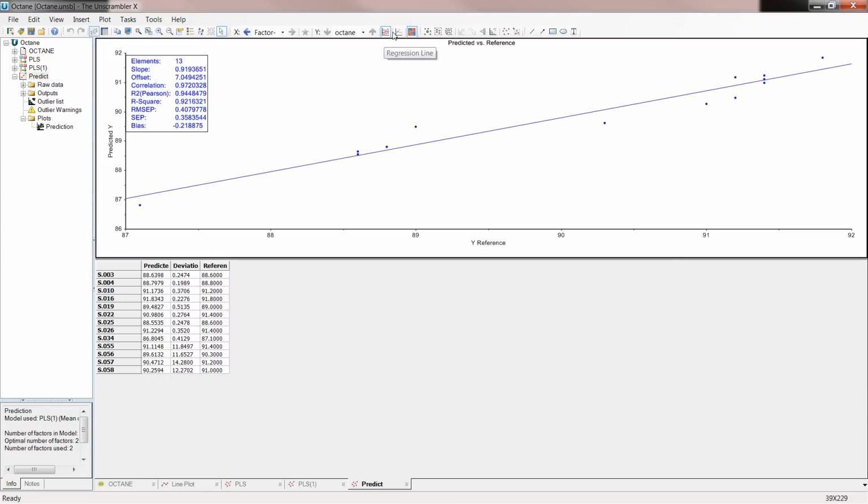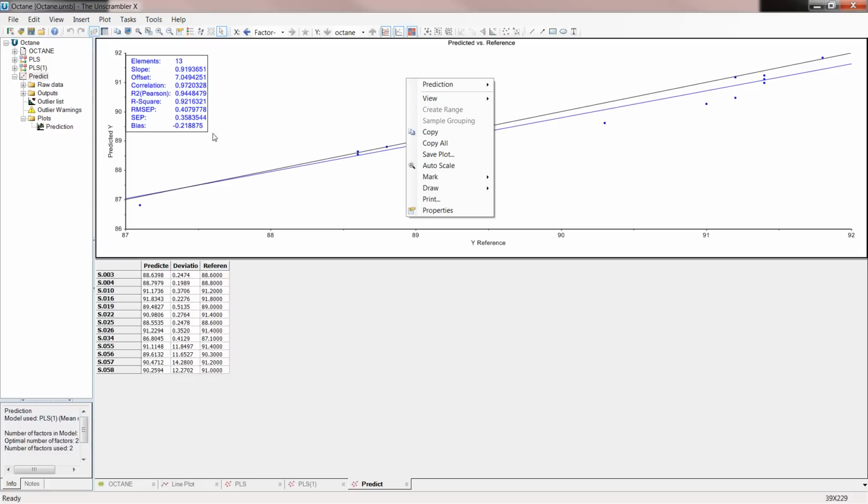And you can put your target line. So that would be a 1-to-1. And this is your regression line. So you have a pretty good accuracy of predicting, even though you had those outliers.